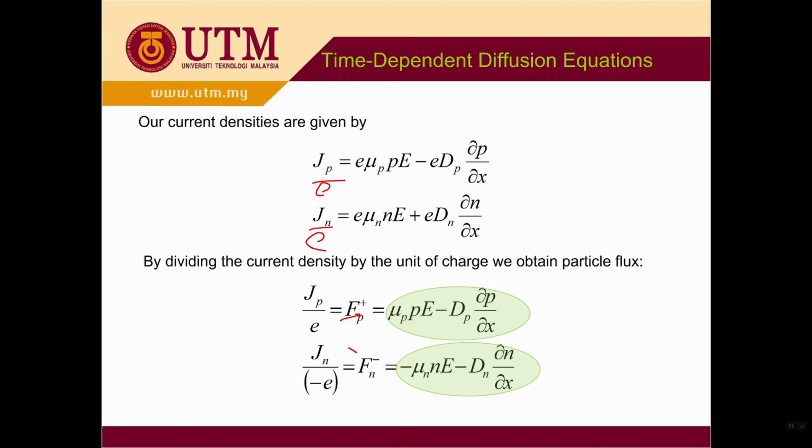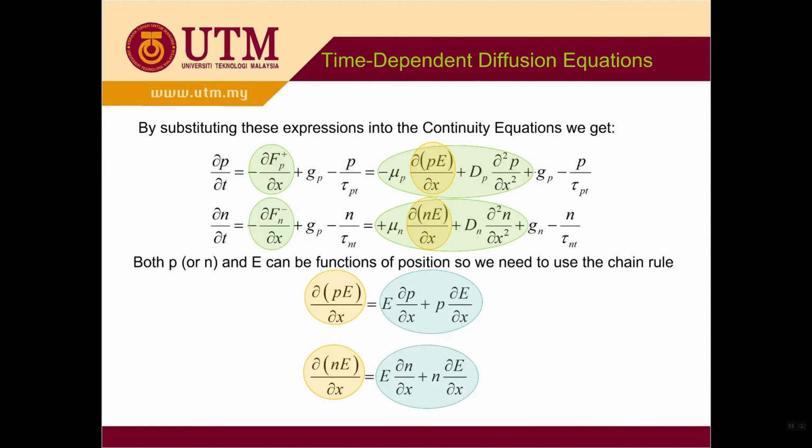With this equation, you obtain the particle flux, and then you take this particle flux and replace the left-hand side of the earlier equation with the right-hand side. Once you replace it, you get this part here, and you find that you have p and E here. P and E can be functions of position, so we need to use the differential chain rule, which you should be quite familiar with: E delta p over delta x, plus p delta E over delta x. Then you take this and put it inside there.